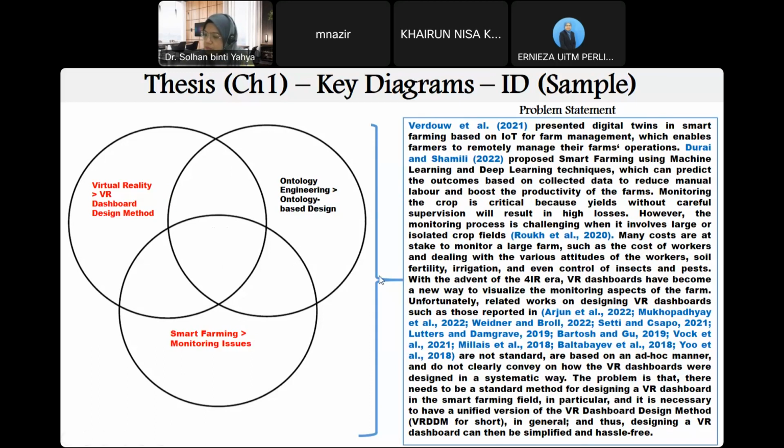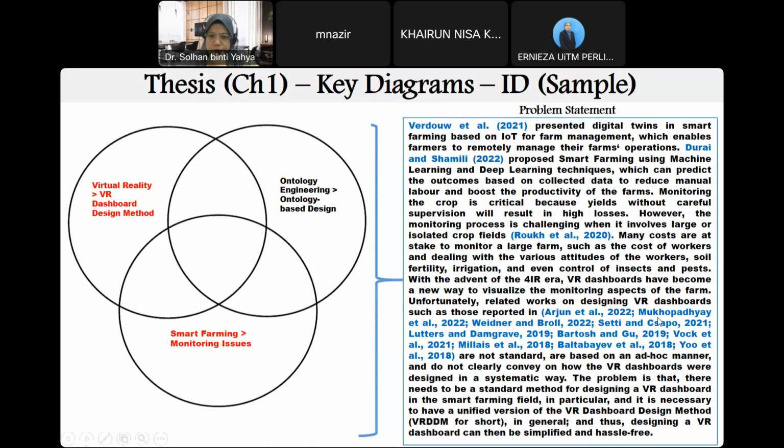Tetapi dia kata monitoring the crop is critical because yields without careful supervision will result in high loss. Okay? Then dia kata monitoring process is challenging when it involves large areas. Okay. Then industri suka boleh dengar cerita pasal yang dalam smart farming ini. Dan dia highlight monitoring issue.